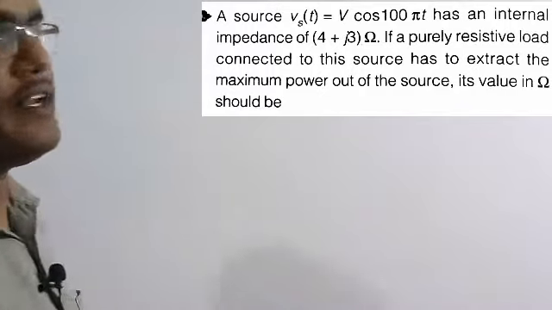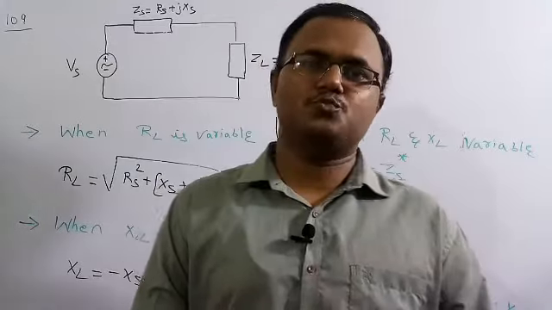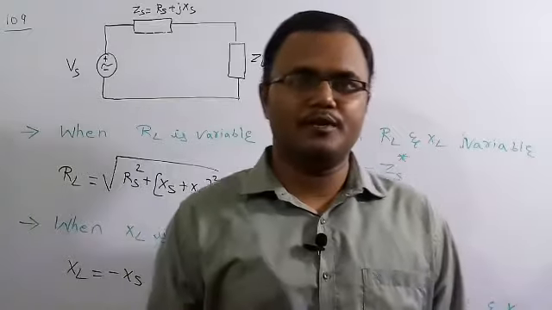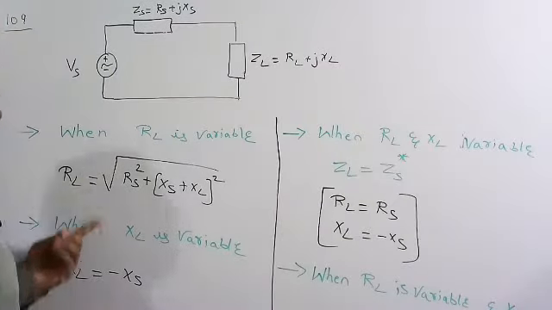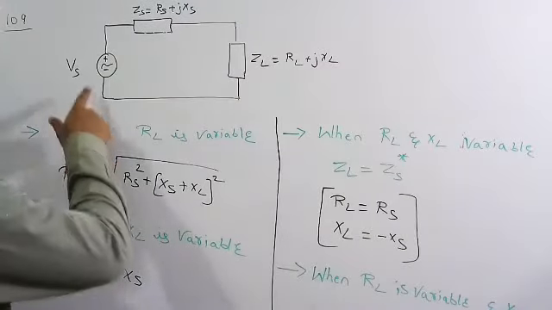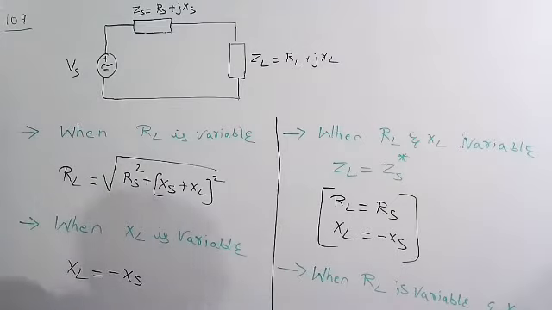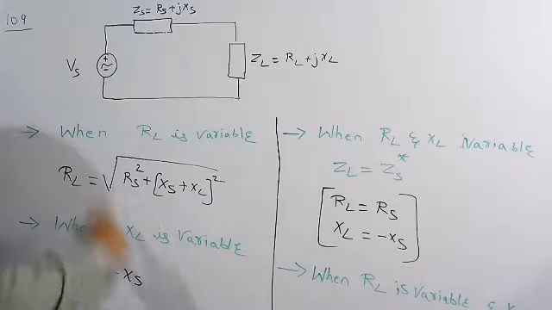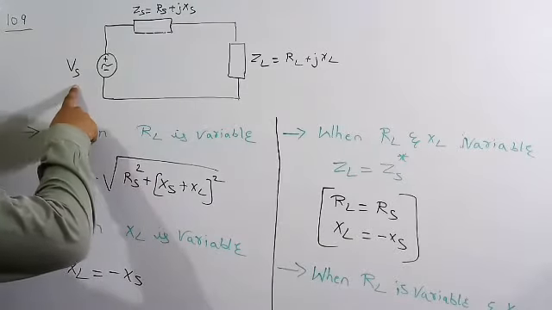So let's solve this numerical. Before solving it, let me tell you a small concept, with which we can easily solve this numerical. See here, this is a circuit. In this circuit there is a voltage source, an AC voltage source. Here Vs represents the RMS value. It is not the maximum value. Vs is always the RMS value.